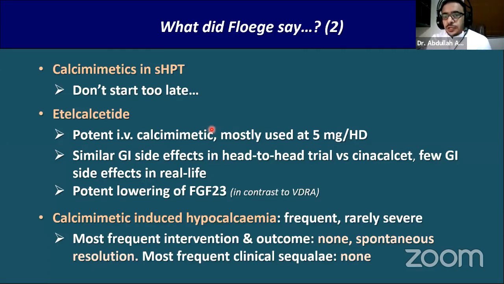Another question from Dr. Muhammad Ahmed. He said he observed marked fluctuation in the PTH level in many patients on cinacalcet treatment, despite the stable calcium, phosphorus, and without change in the dose. So he's asking what could be the reason or explanation for the fluctuation.